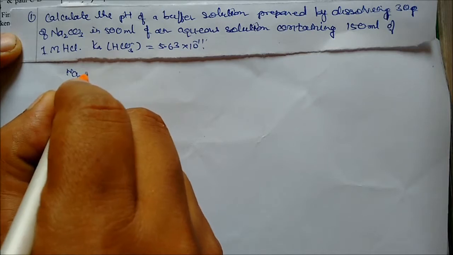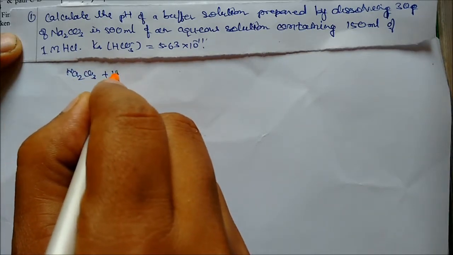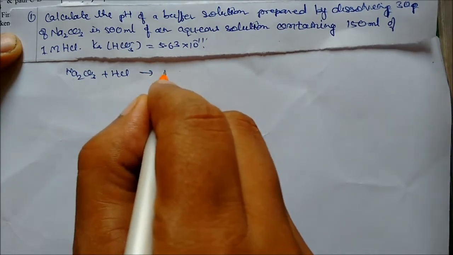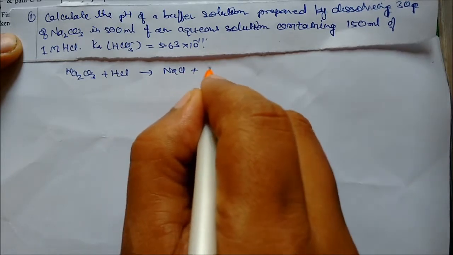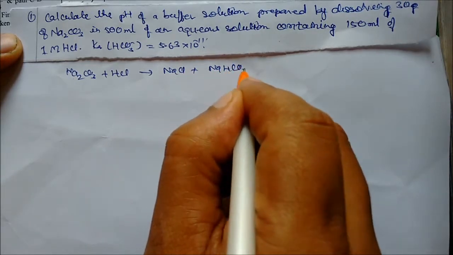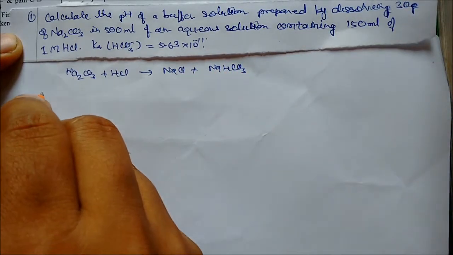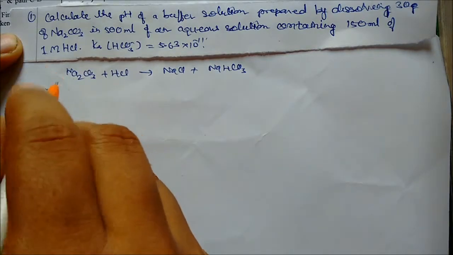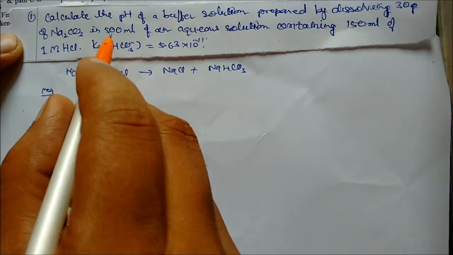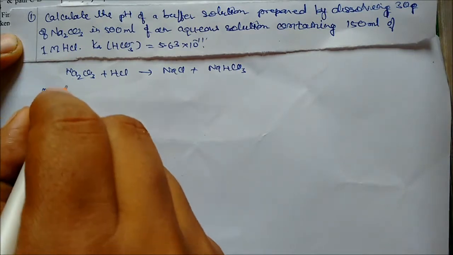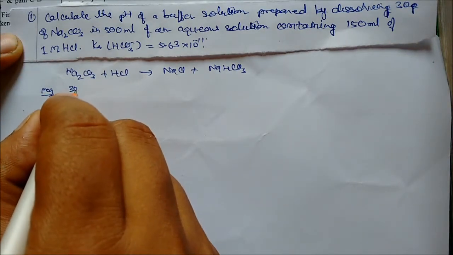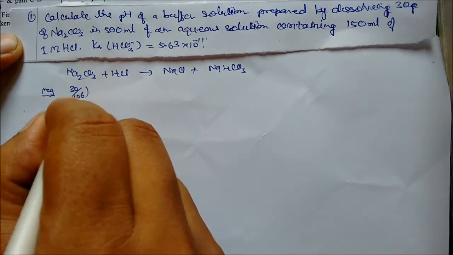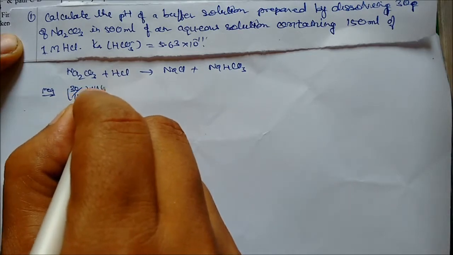So this is sodium carbonate plus HCl. It will give you NaCl plus sodium bicarbonate. So first you find the milli equivalents for each case. Here they have given 30 gram of sodium carbonate. So 30 by the molar mass of sodium carbonate, which is 106, multiplied by 1000. This is 283 milli equivalent.